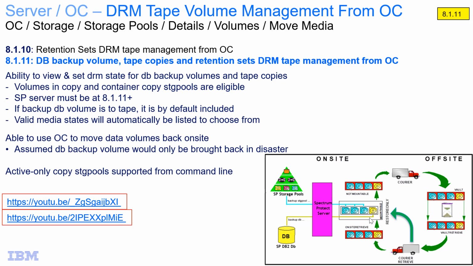You can utilize the Operations Center to move the data volumes back on site. It is assumed that the database backup volume would only be brought back in a disaster, and the active-only copy storage pools are supported just from the command line at this point. So check out the two YouTubes I have on doing DRM tape volume management from the Operations Center.